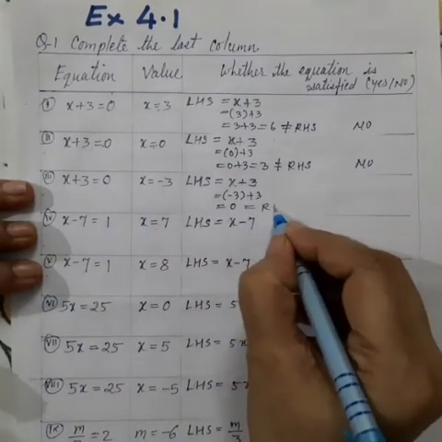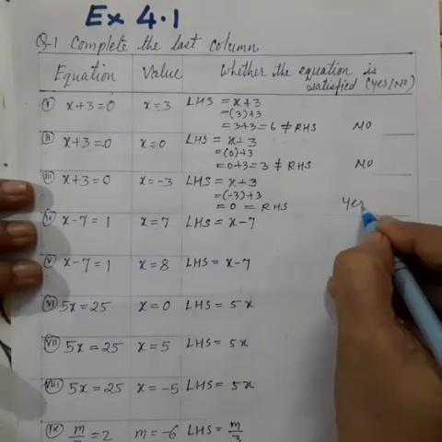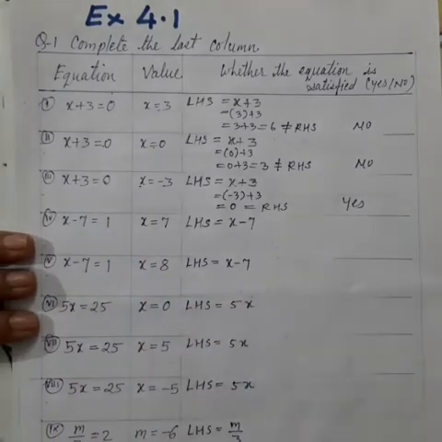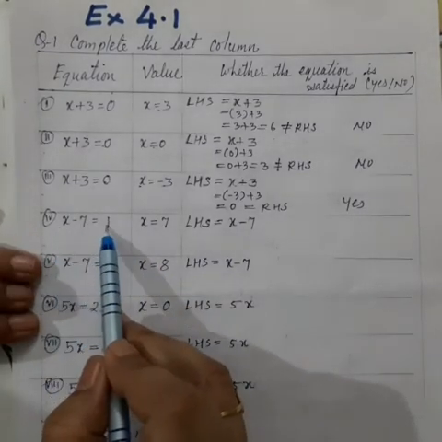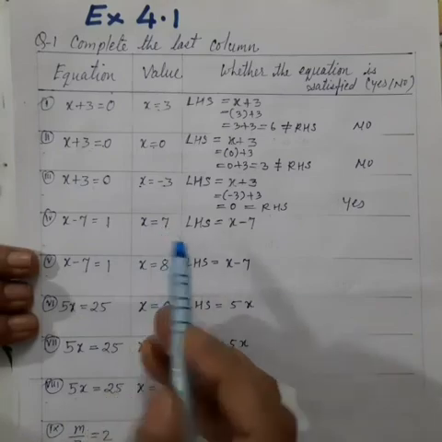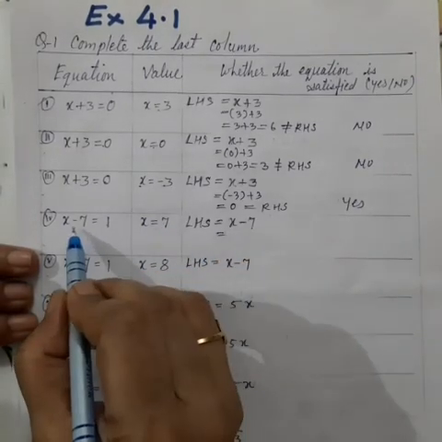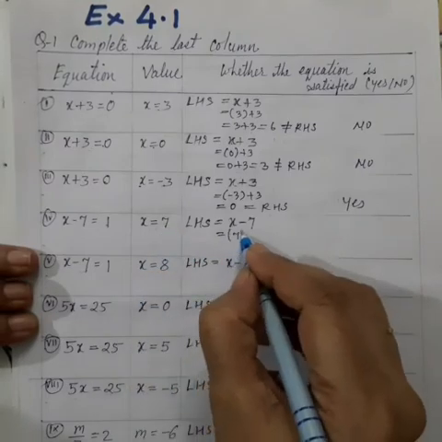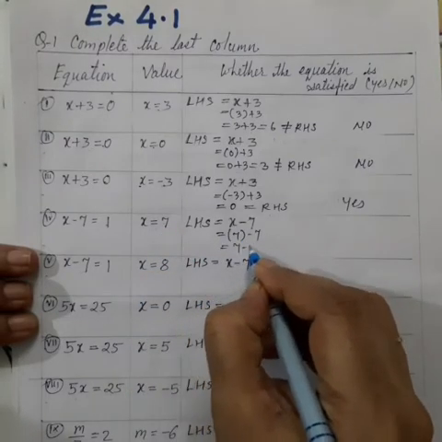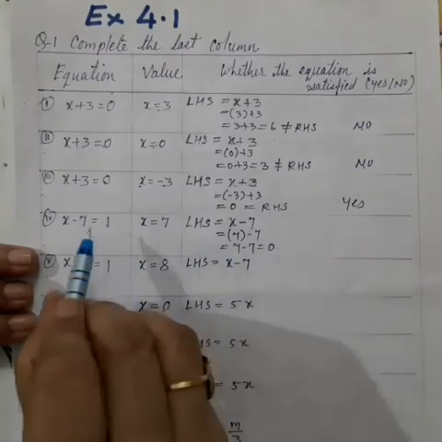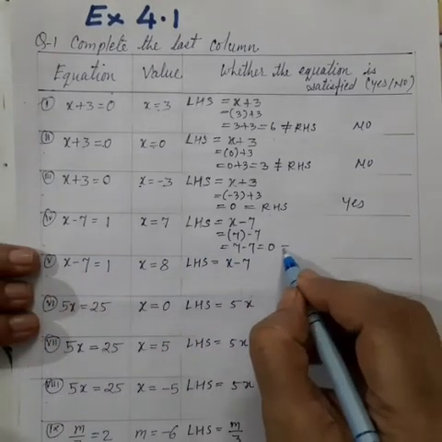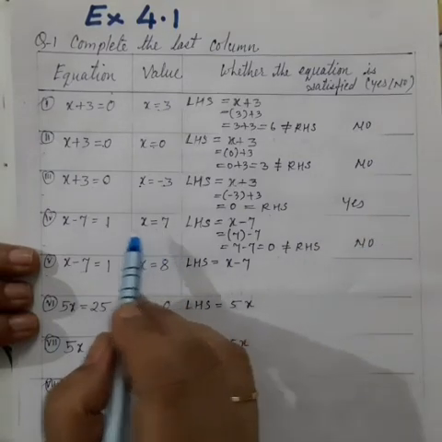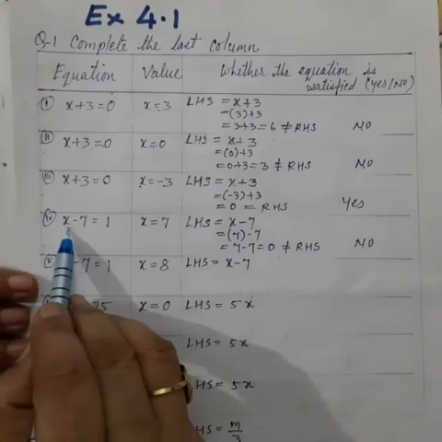It is equal to the right hand side. So yes, x equal to minus 3 is the solution of this equation. Next, x minus 7 equal to 1. The value of x is given as 7. So in the left hand side, at the place of x put 7. So 7 minus 7 is 0, and here our right hand side is 1. So it is not equal to our right hand side. So no, x equal to 7 is not the solution of this equation.